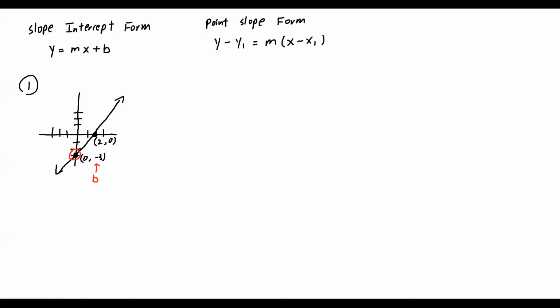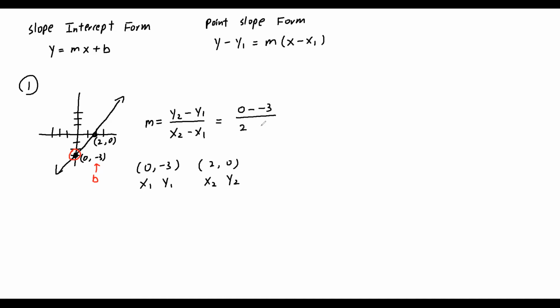Then we need to find the slope of the line, for which we use m is equal to y2 minus y1 over x2 minus x1. In this case, it does not matter which coordinate is the first coordinate or the second coordinate. So we will say that 0, -3 is our x1 and y1, and 2, 0 is our x2 and y2. So we will have 0 minus -3 over 2 minus 0, which is equal to 3 over 2. So our slope of the line is 3 over 2.